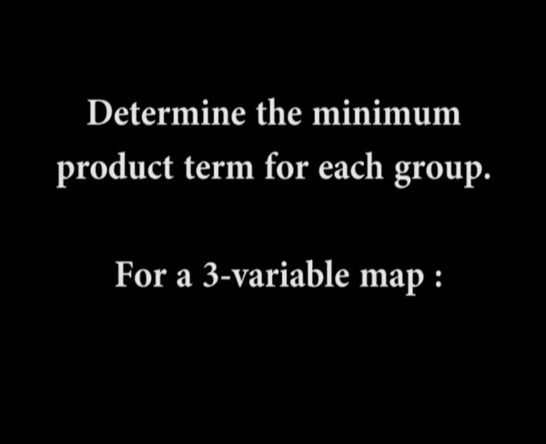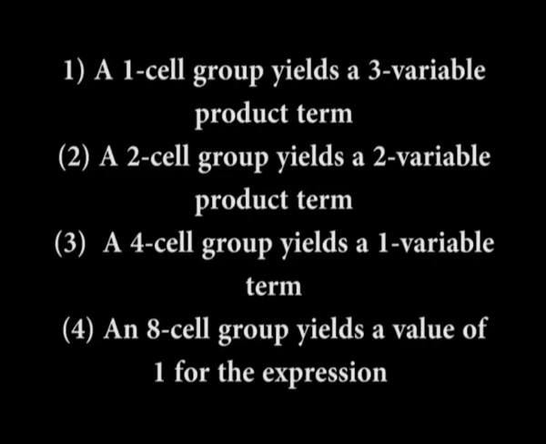For a 3 variable map, a 1 cell group yields a 3 variable product term. A 2 cell group yields a 2 variable product term. A 4 cell group yields a 1 variable term. An 8 cell group yields a value of 1 for the expression.